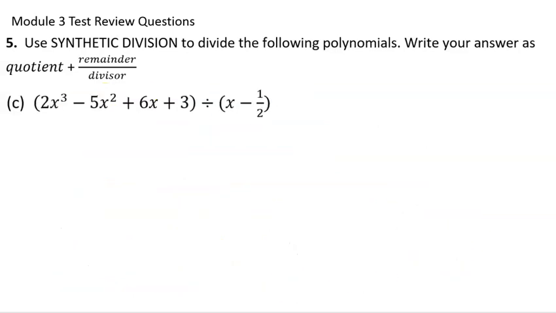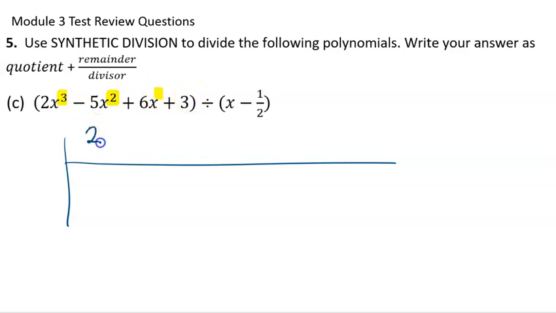Did I give you too many synthetic division problems? Maybe I did. Okay. So, across the top, is everybody represented? 3, 2, 1, constant. Yes, they are. So, 2 represents my x to the third. Negative 5 represents my x squared. Positive 6 represents my x. And 3 represents my constant. What goes up front? 1/2. Is it as simple as changing the sign? It is, as long as this is a 1x right here.